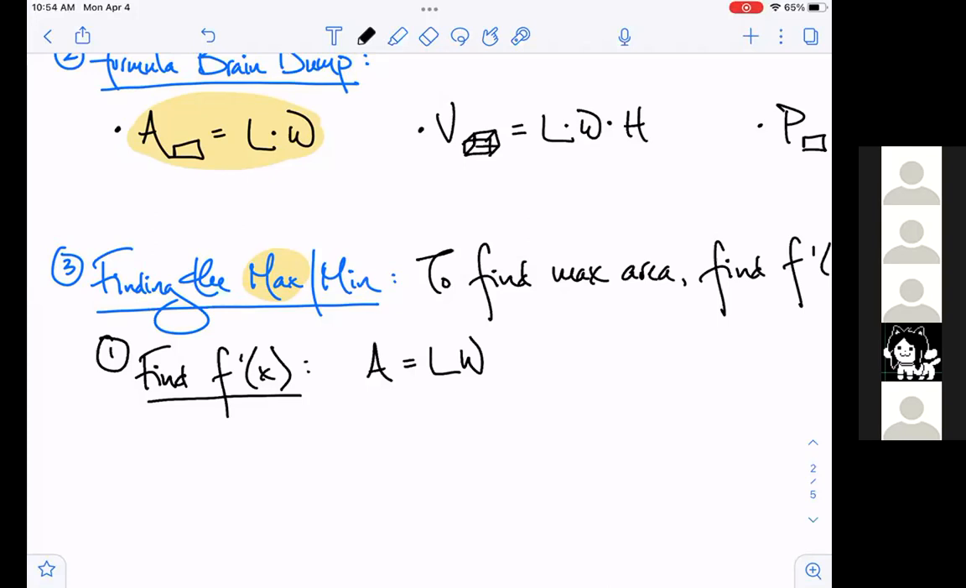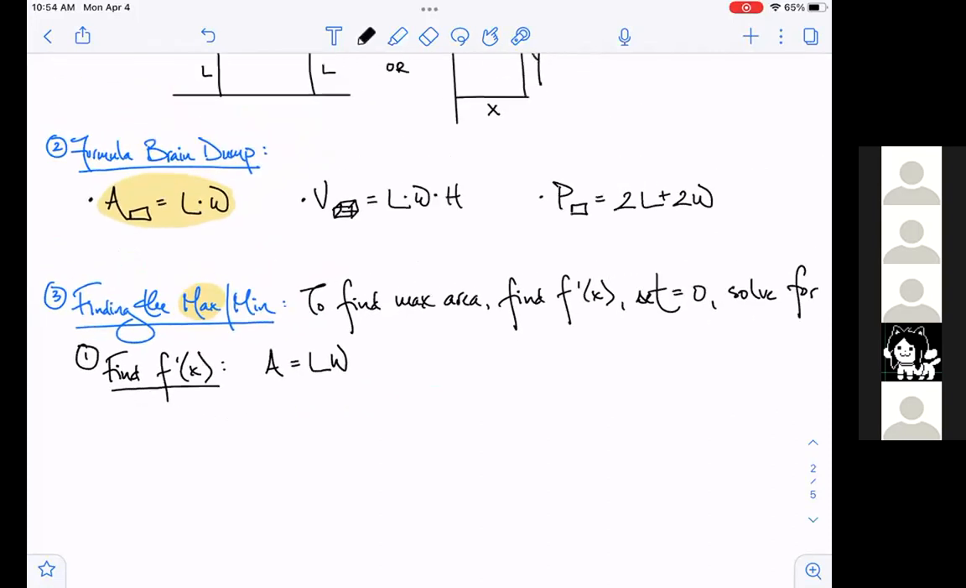Would we use a product rule? We could use the product rule. Now, how many different variables do we have on the right-hand side? 2. We have 2. Okay. Now, altogether, we have 3 variables. We have our area, we have our length, we have our width.